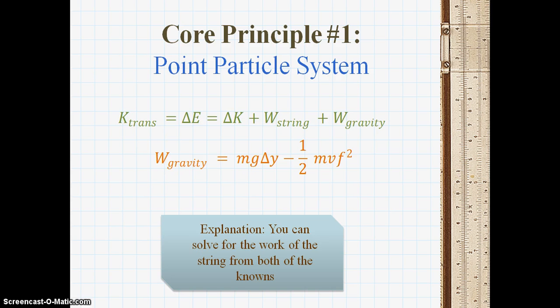This means that the total translational kinetic energy of the system is equal to the total energy of the system. In this case, the total energy is equal to the work done by the string in the positive y direction, plus the work done by the Earth in the negative y direction. By rearranging the equation, we can solve for the work done by the string by using knowns to calculate the translational kinetic energy as well as the gravitational work.